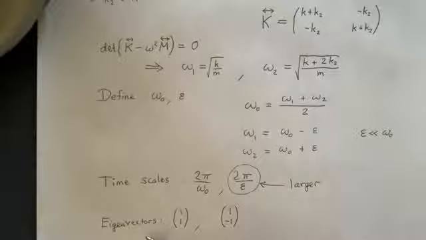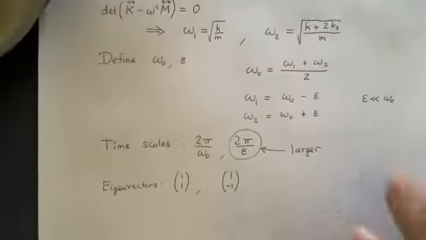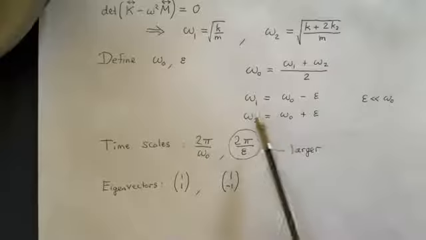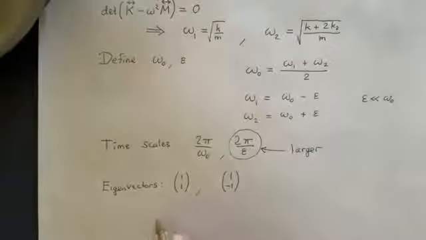Okay, so here we go. Let's write down our solution. Given that we have this alternative way to write the two frequencies, we have a very enjoyable way to write z as a function of t.